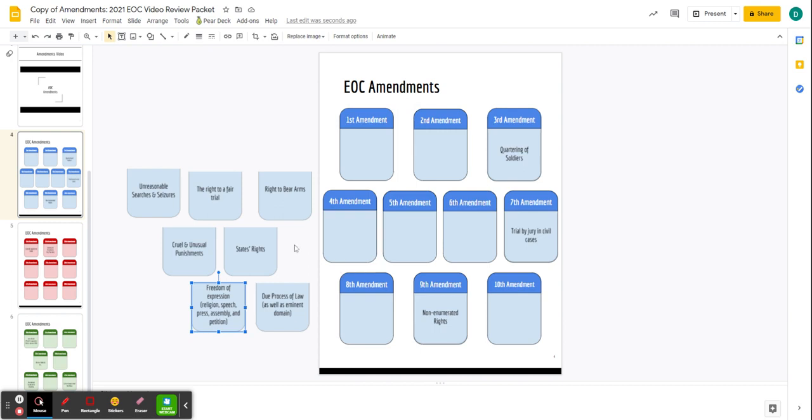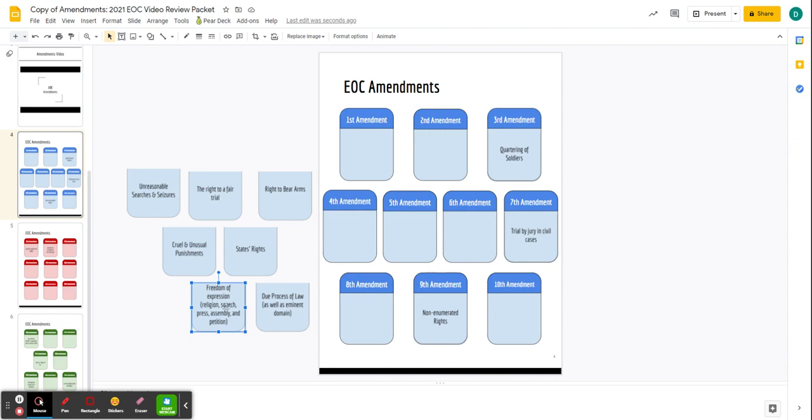And these are the first 10 amendments to the Constitution, also known as the Bill of Rights. Some of you are pretty familiar with some of these, and we're also going to highlight some of the Supreme Court cases that we have studied this year that involve these amendments. So let's start dragging and dropping.